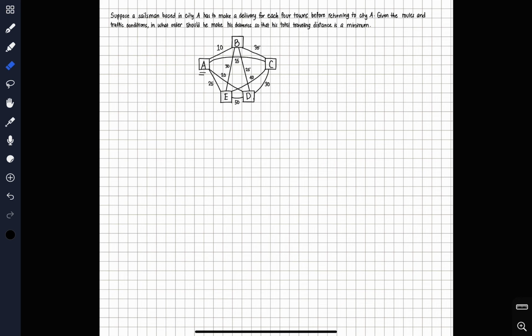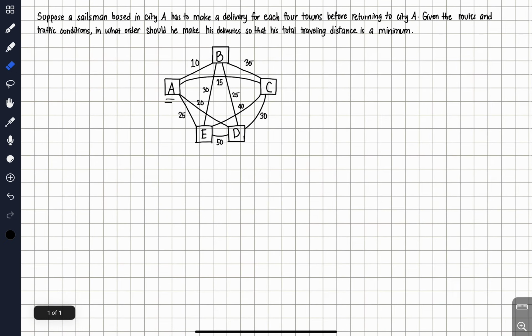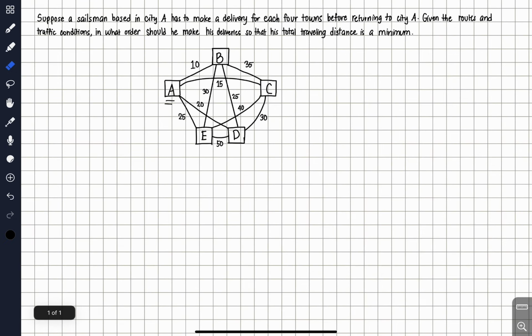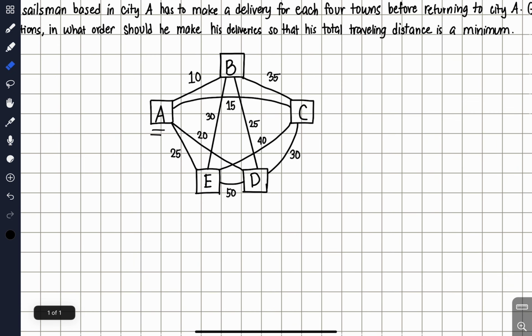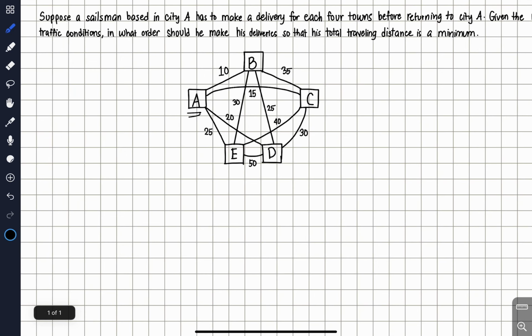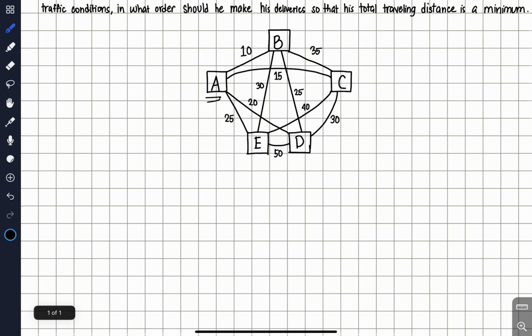So the figure is displayed below where the vertices are connected along with their respective distances. We were informed that the salesman is based in city A, so we'll start from city A here. Let's start off by getting the total number of permutations.